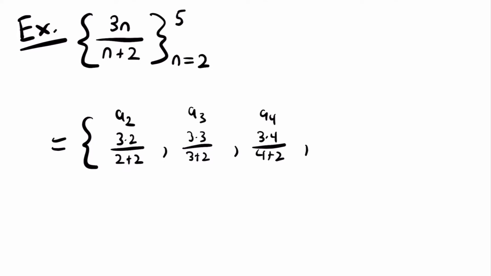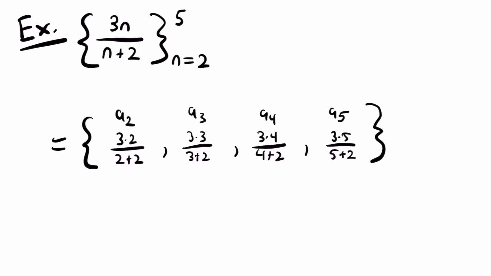And then our last term will be a sub 5, since this sequence ends at n equals 5. We're not going to have an a sub 6 or an a sub 7 and so on. The sequence is going to end with this term. So we will have 3 times 5 divided by 5 plus 2. And that is the end of the sequence.